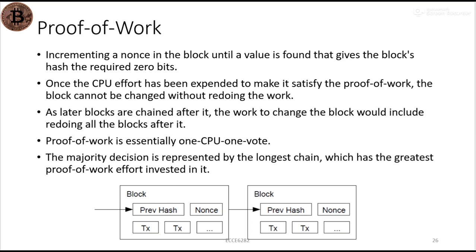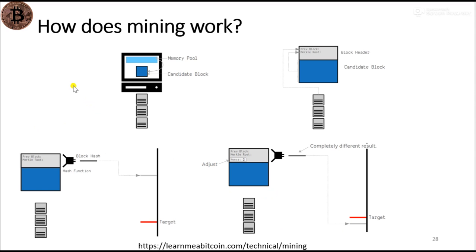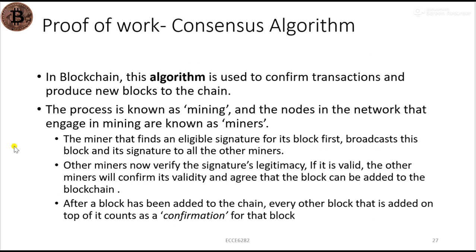Okay, how do proof of work algorithms proceed? We can show it with this example. One thing that I want to show is that this proof of work algorithm in blockchain is also called a consensus algorithm. What is the purpose of this algorithm? This algorithm is used to confirm transactions and produce new blocks in the chain.